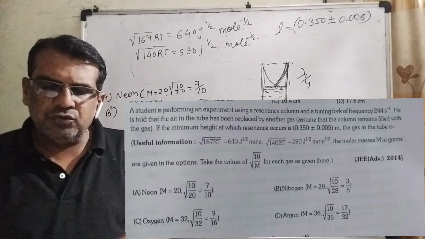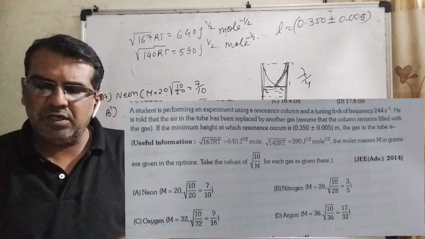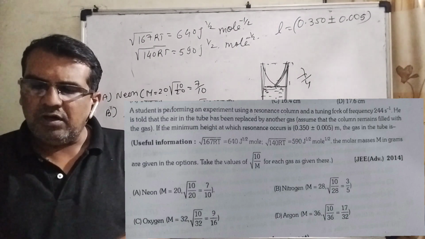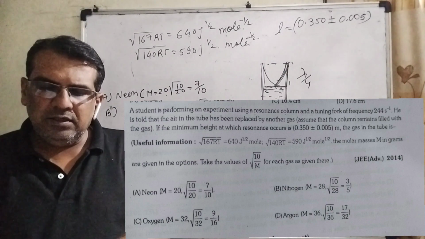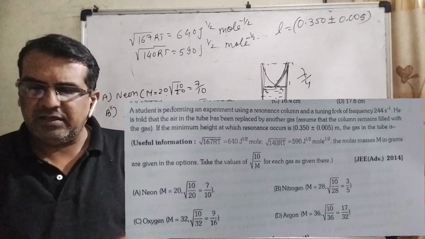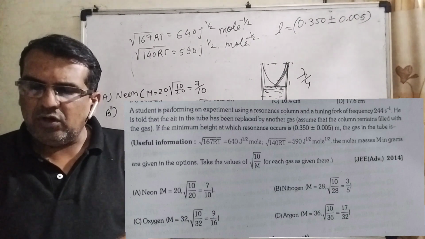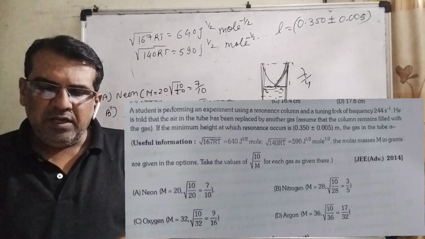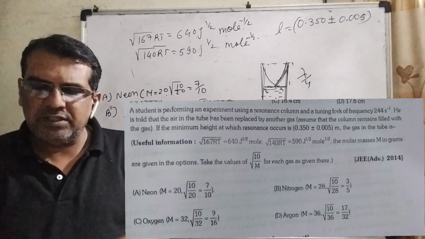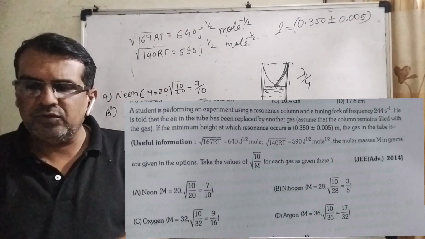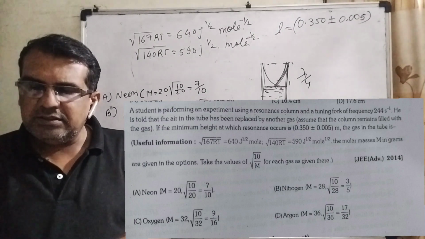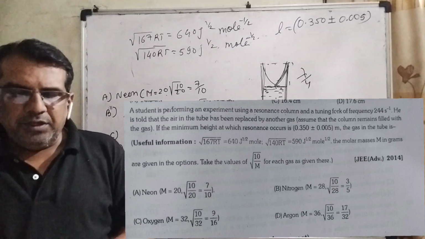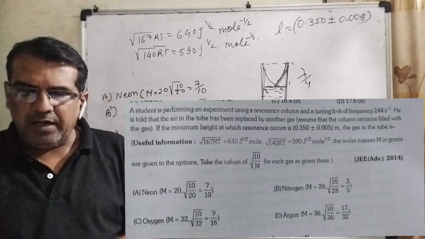Thank you. The question: a student is performing an experiment using a resonance column and a tuning fork of frequency 244 per second. He is told that the air in the tube has been replaced by another gas. Assume that the column remains filled with the gas. If the minimum height at which resonance occurs is 0.350 ± 0.005 meter, the gas in the tube is: neon, argon, nitrogen, or oxygen.